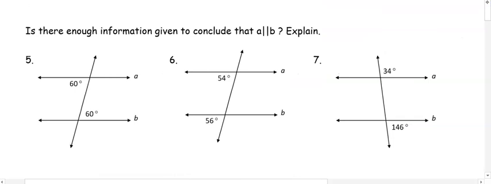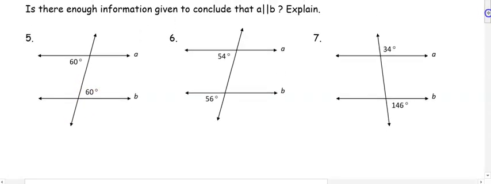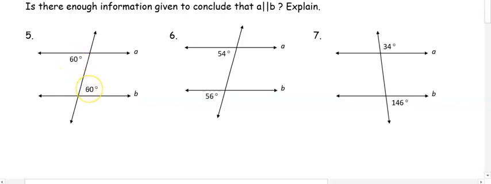Is there enough information to conclude that A is parallel to B? So we want to look at these angles. So in this case, we have 60 and 60. Those angles are congruent and they are alternate interior, which is the relationship they need to have. So in this case, yes, A is parallel to B because alternate interior angles are congruent.